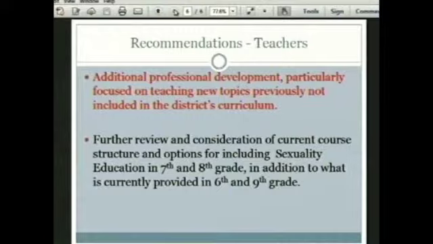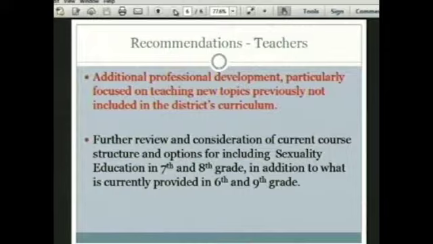The last thing on this slide talks about further review and consideration of current course structure. As I mentioned at the beginning, currently our students receive Human Sexuality Standards curriculum in 5th grade, 6th grade, and 9th grade. There's a gap in 7th and 8th grade.